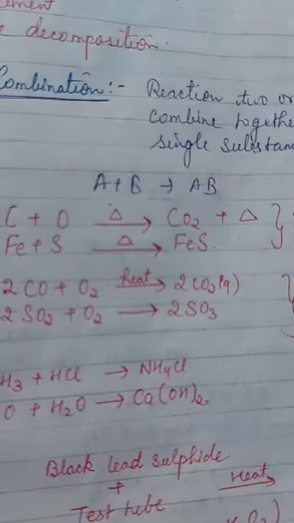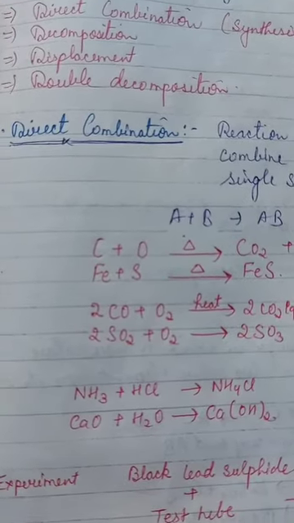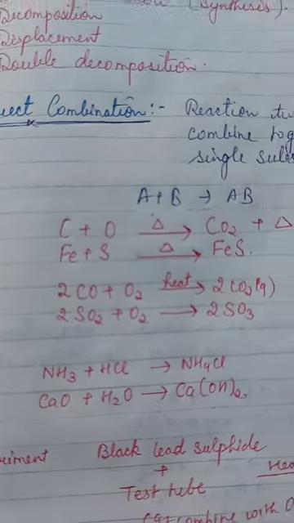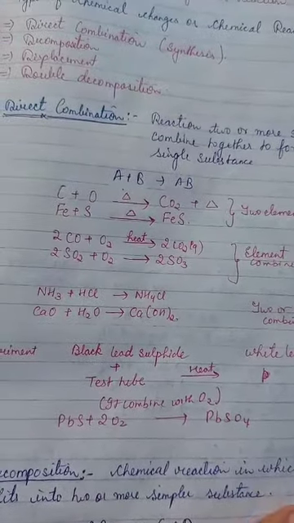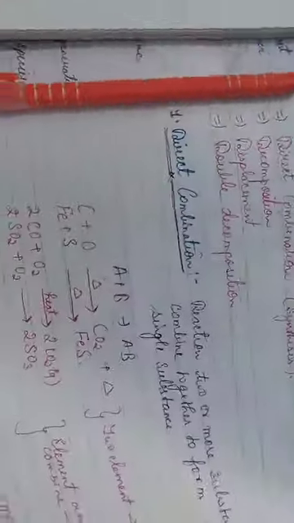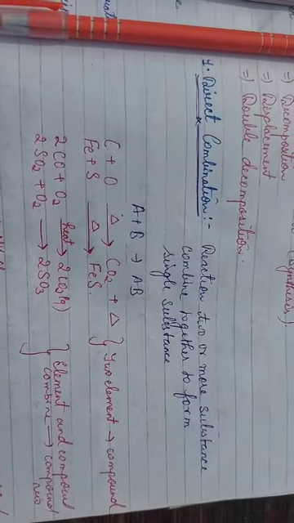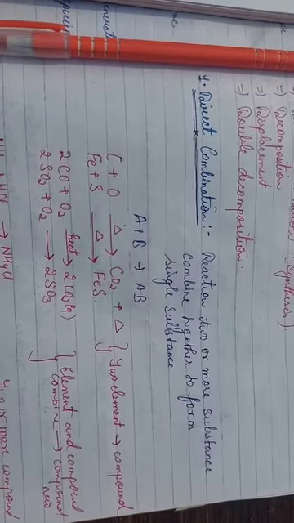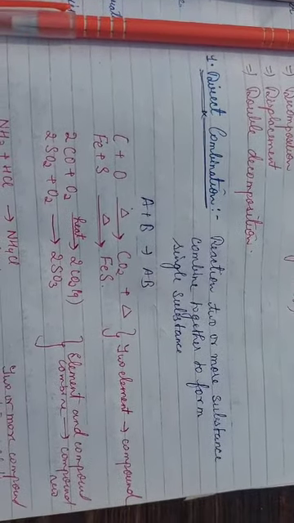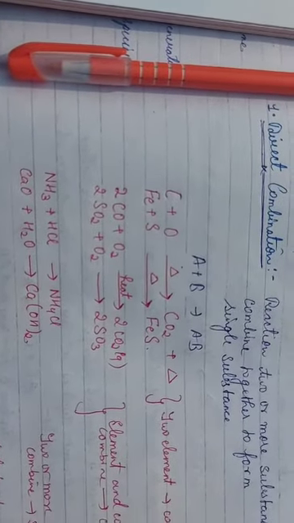The first one is the direct combination reaction. Combination means something is combining. Direct means directly something is combining. It is a type of chemical reaction, and here you can see the definition, in which two or more substances combine to form a single substance. The example is A plus B giving AB.